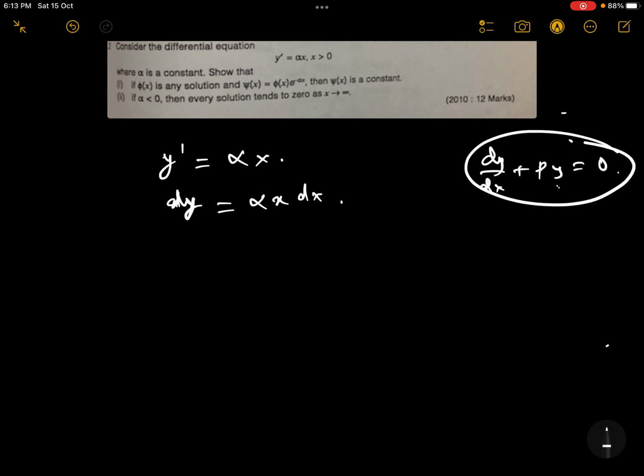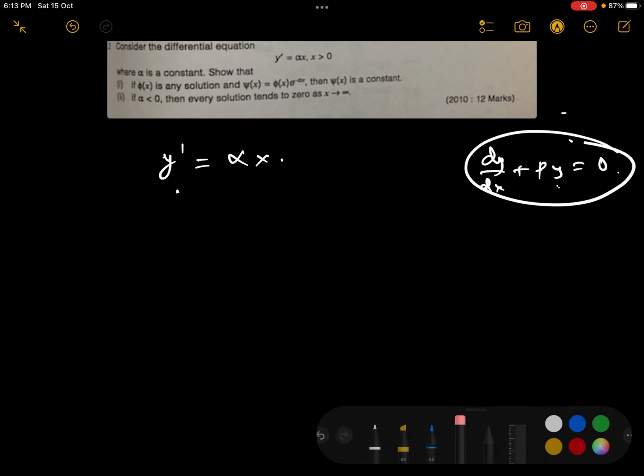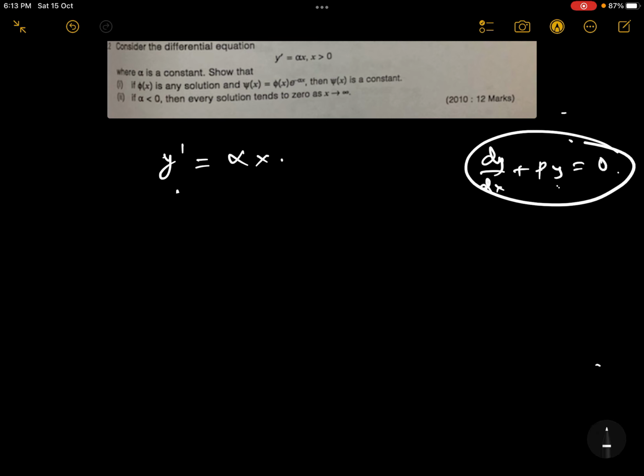Then what do we get here? Wait. dy by dx. Okay. Yeah, we can do it like this also. No. This is standard form. Now we cannot follow any order. This is dy by dx minus alpha x equal to 0.